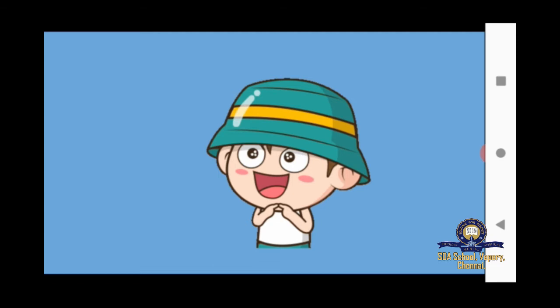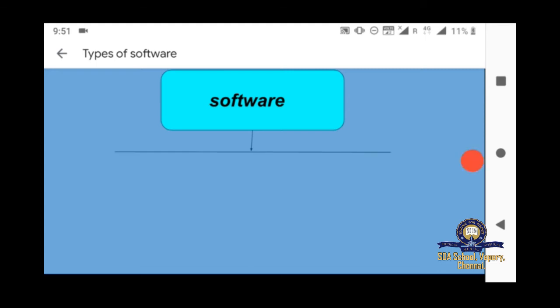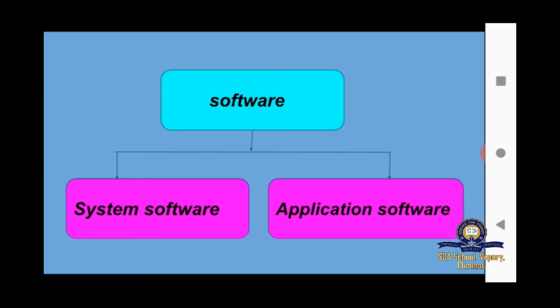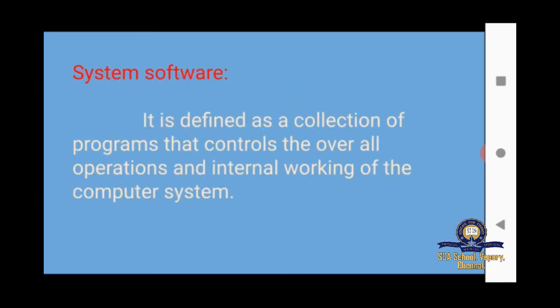Similarly, the computer gets all the instructions from the software to perform various tasks. The software is the soul of a computer. Without it, it cannot work. Software is classified into two types: system software and application software.